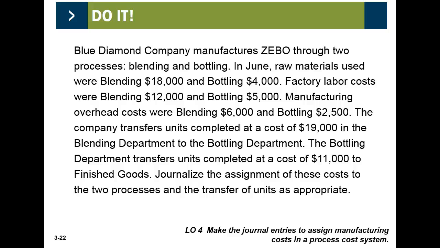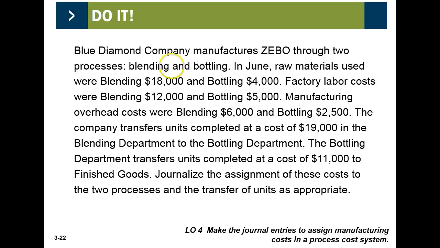Blue Diamond Company manufactures Zeebo through two processes, blending and bottling. In June, raw materials used were blending $18,000 and bottling $4,000. Factory labor costs were blending $12,000, bottling $5,000. Manufacturing overhead costs were blending $6,000, bottling $2,500. The company transfers units completed at a cost of $19,000 from the blending department to the bottling department. Bottling department transfers units completed at a cost of $11,000 to finished goods. Journalize the assignment of these costs to the two processes and the transfer of units as appropriate.